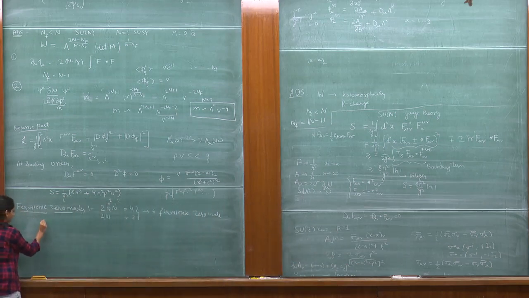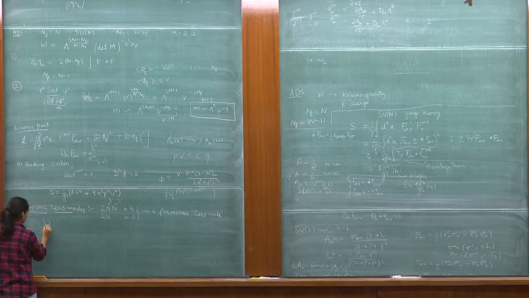Remember, there are 2 supercharges, Q and Q bar, because it's an N equals 1 theory. An N equals 1 theory in 4 dimensions has 4 real component Majorana spinors. So there are 2 Qs and 2 Q bars.